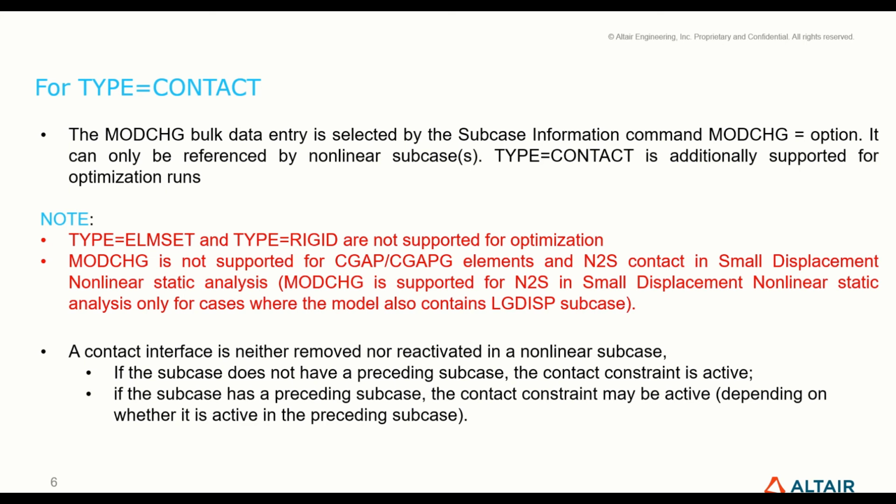So if the contact interference is neither removed nor reactivated in the nonlinear subcase, and the subcase does not have a preceding subcase, the contact constraints are still active. And if the subcase has a preceding subcase, the contact constraints may be active depending on whether they are active in the preceding subcase or not. The model change property is not supported for a CGAP or CGAP-G element, and N2S contact in small displacement nonlinear runs.